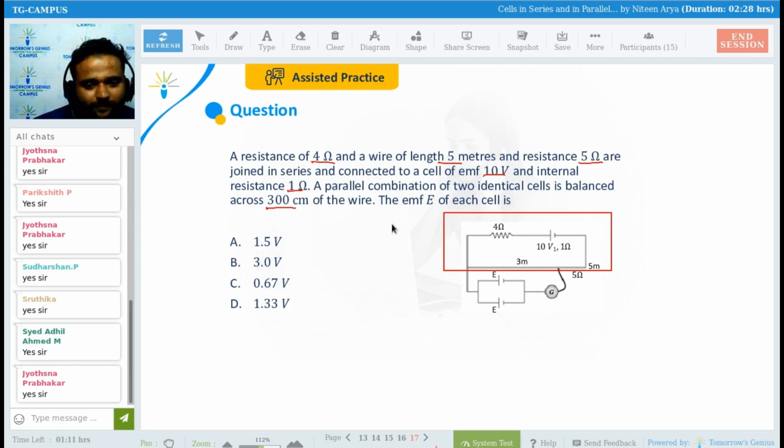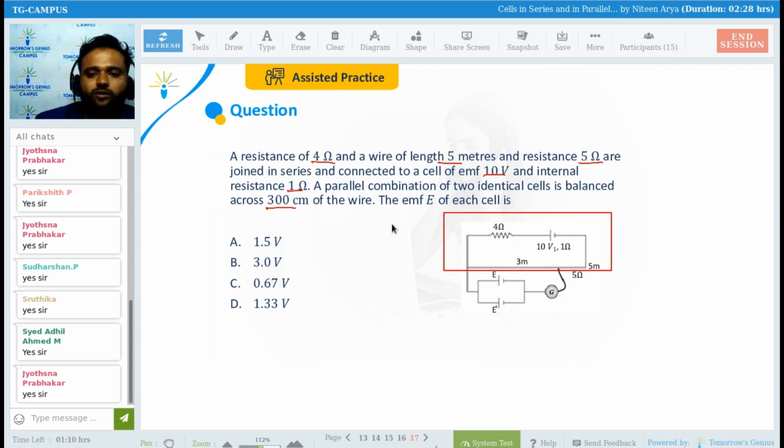Instead of 300, we have 30. Wait a minute, let me check this. R by L into 1 using E equivalent. 3 meter. Okay, yeah, 3. If it is the wire. Instead of 1 meter bridge, we have 3 meter bridge. So we can get this relation also. Across 300 centimeter of the wire, the EMF of each cell. So you need to find the EMF of this cell.